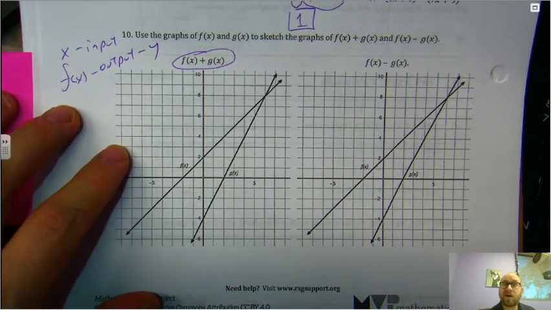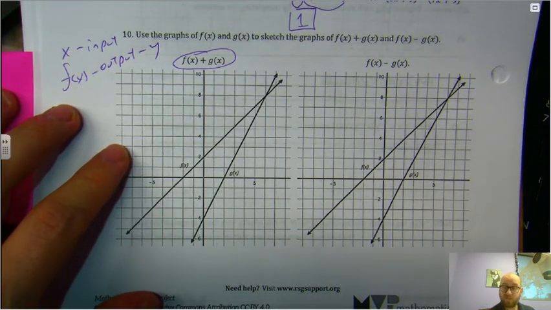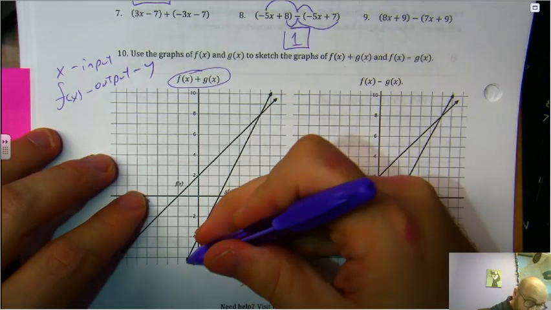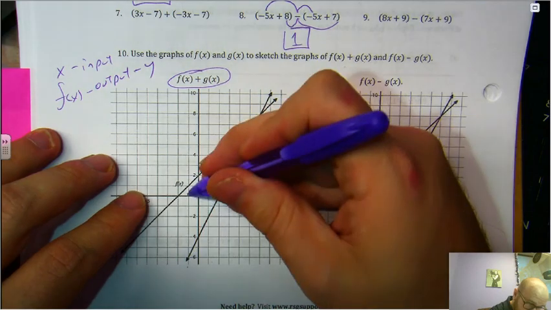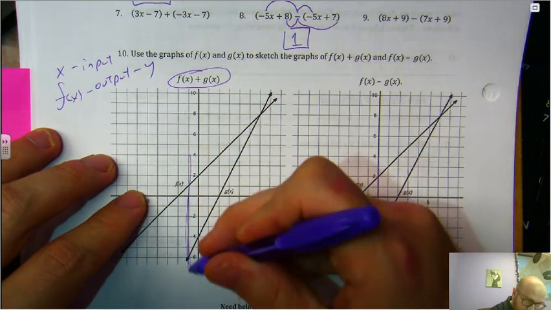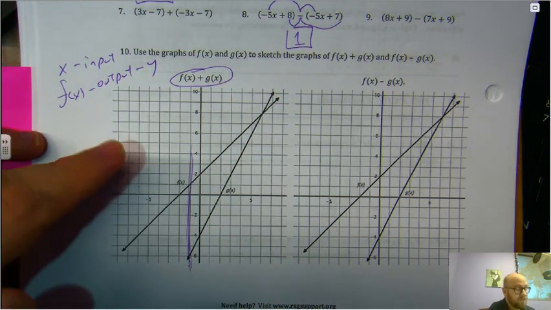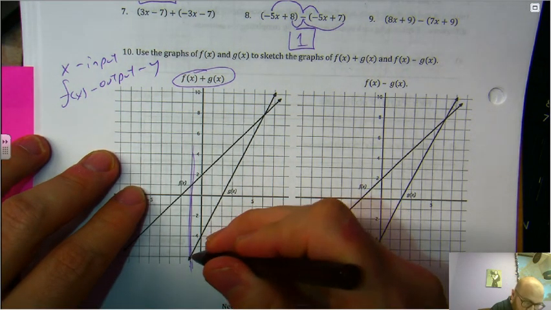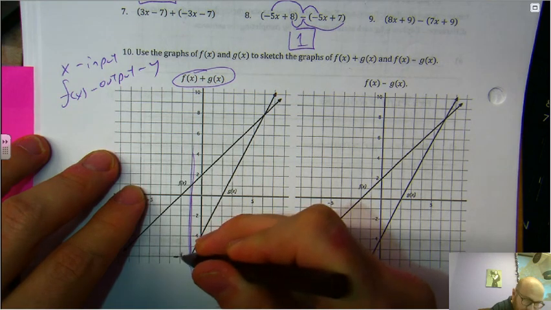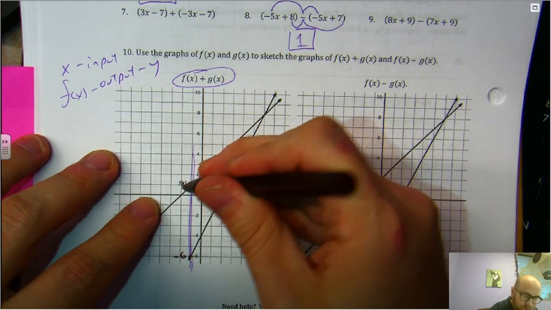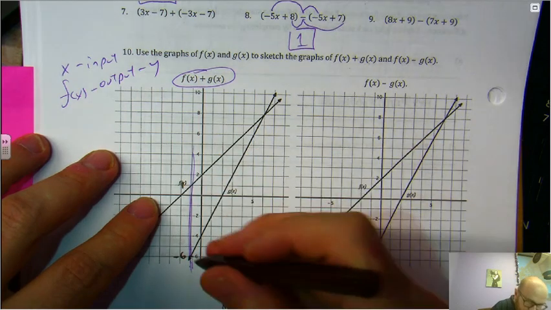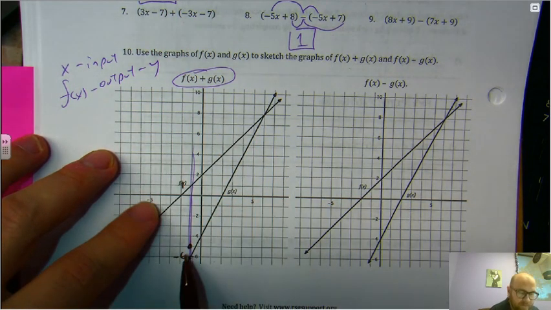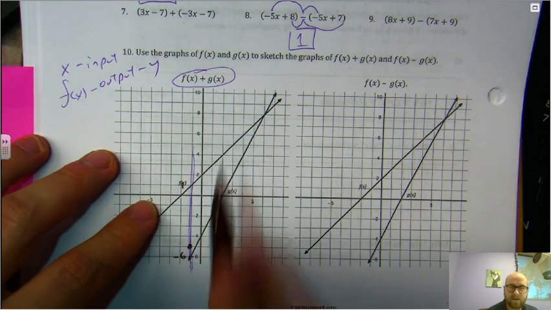What we're going to be doing is adding the y values at the same x. To get this started, here's x at negative 1. I'm going to add my y values together. Here I have a y value of negative 6, and here I have a y value of 1. Negative 6 plus 1 is negative 5. So this is the point at negative 5 where f of x plus g of x is happening.